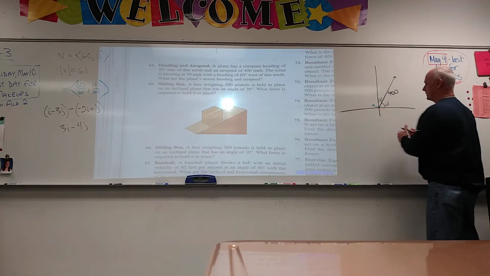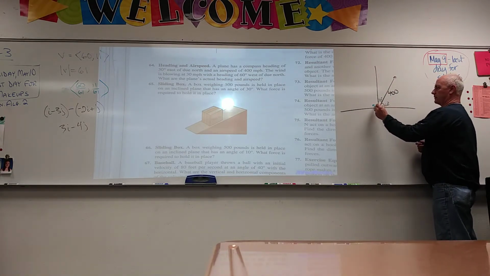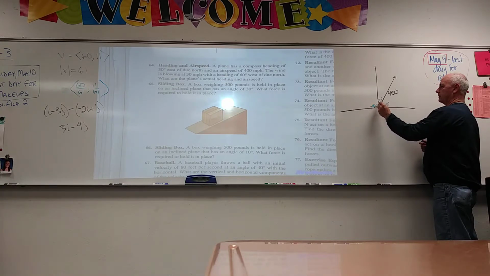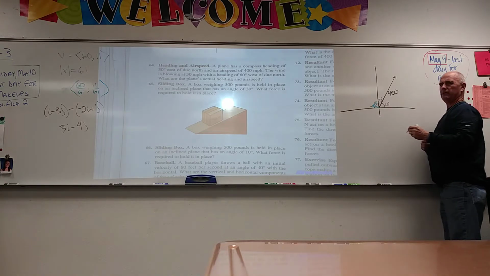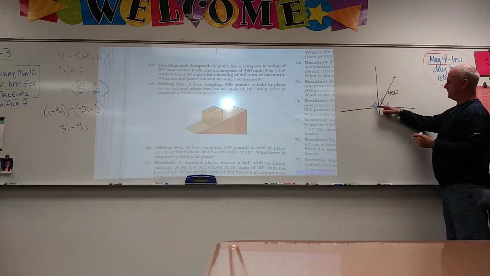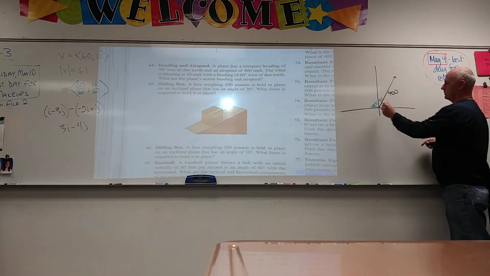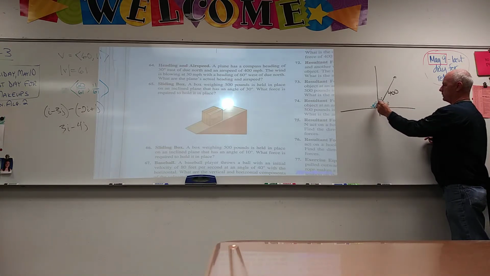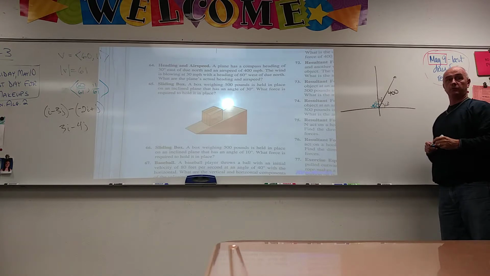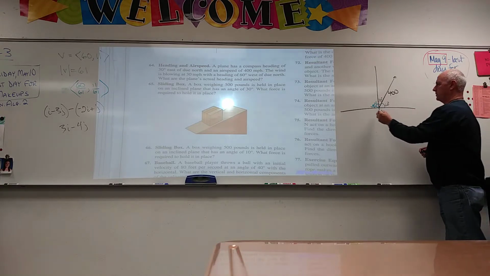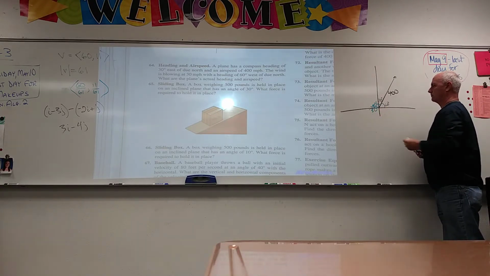Just imagine. What's this angle right here? 30 degrees. What's this angle right here? 60 degrees. Okay. So wait a minute. If this angle is 60 degrees and this angle is 30 degrees, that's 90 degrees between those two, which might be helpful to us as we go on. What's the magnitude? 30, because the wind is blowing at 30 miles per hour.